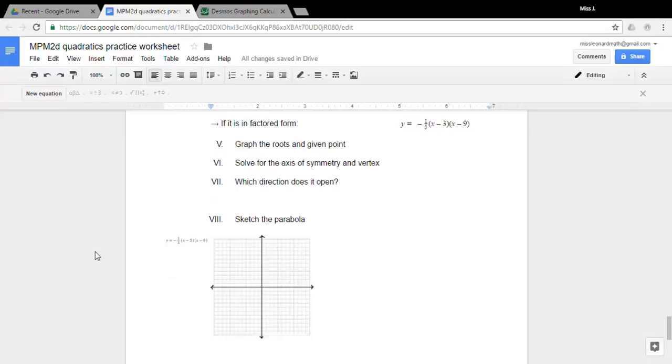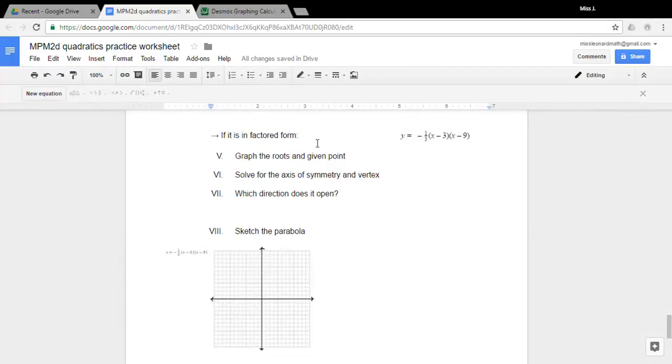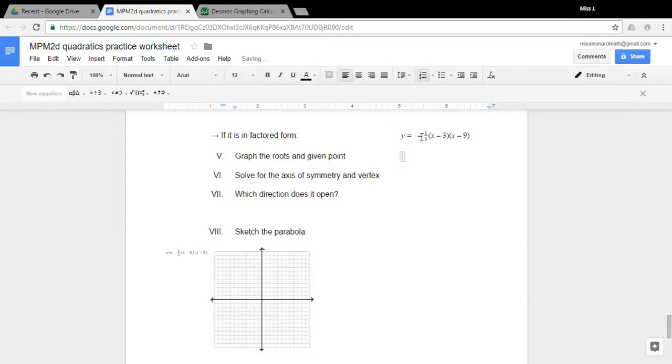I want to show you how to do one in factored form as well. Okay, so in this case it had told us the roots. Okay, and now this is just question 1a. So our roots here are going to be the opposite signs. So your roots are x equals 3 and x equals 9. So it should go through those.